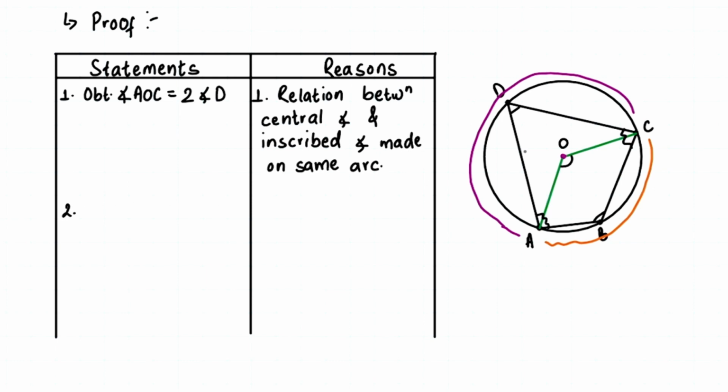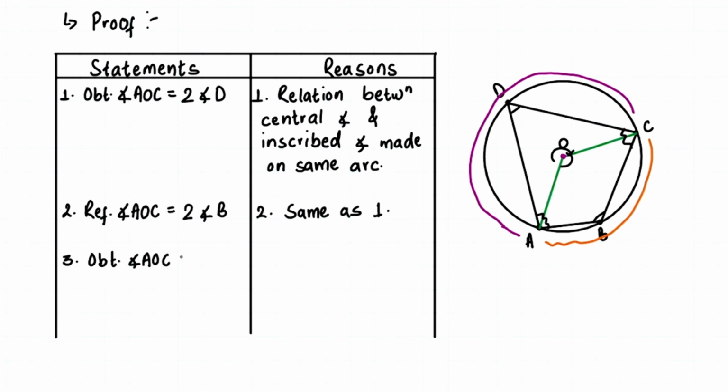Similarly, in our number 2, this reflex angle AOC is twice this angle B, because they are made on the same purple arc, AC arc. So reflex angle AOC is equal to 2 times angle B. Again, the reason is same as 1. Now in our number 3, we are going to add this obtuse angle AOC and the reflex angle AOC. This will give us 360 degrees, because it forms a complete circle. So complete angle.